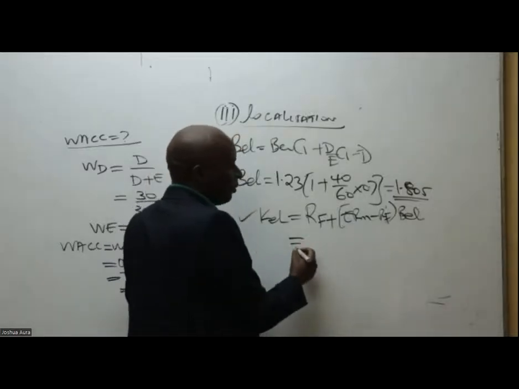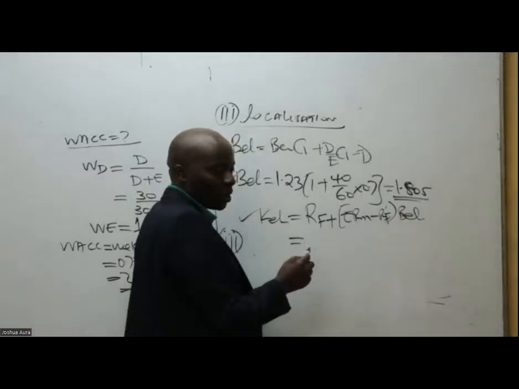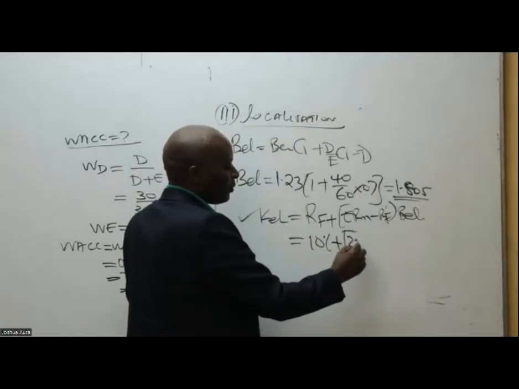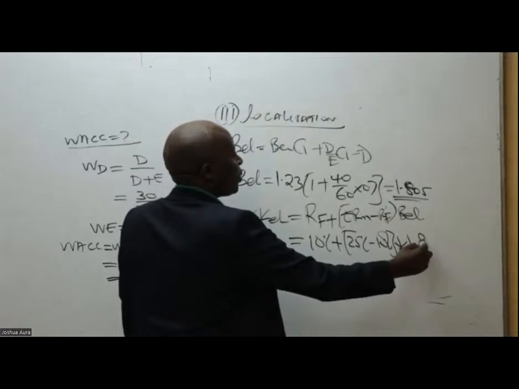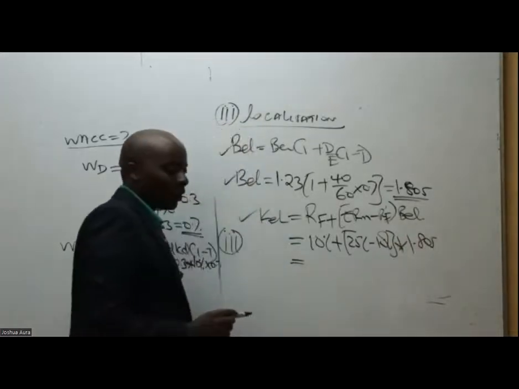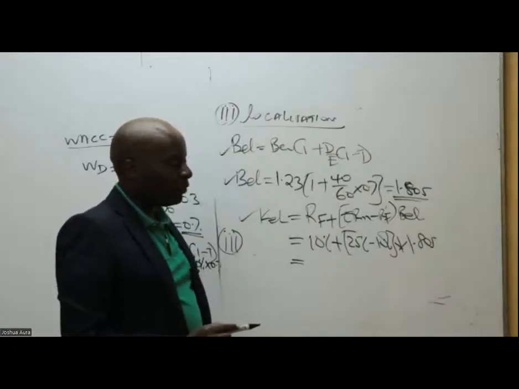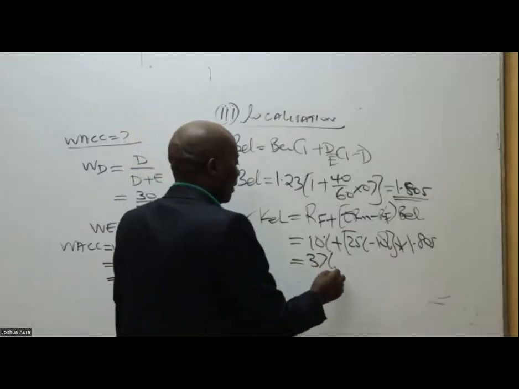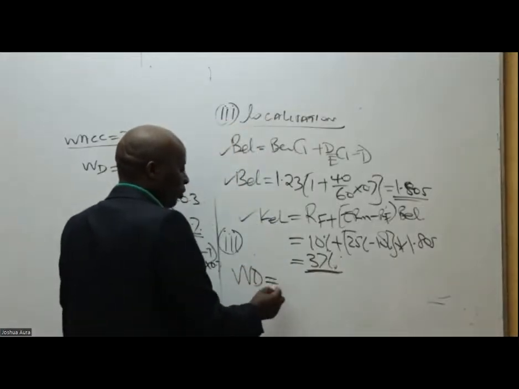So the risk-free, are you able to see the risk-free? Risk-free is what percentage? Risk-free, 10. Market returns, if my memory serves me well, was 25 minus 10 multiplied by the beta that we have here, which is 1.805. So at the end of the day, what are we getting as our cost of equity? 37%. And then, ladies and gentlemen, go ahead and give us WD, weight of debt.